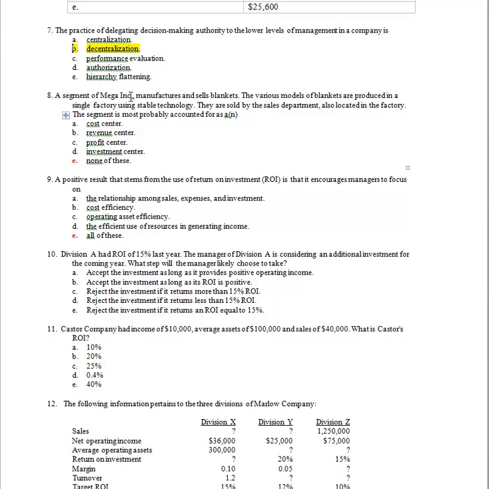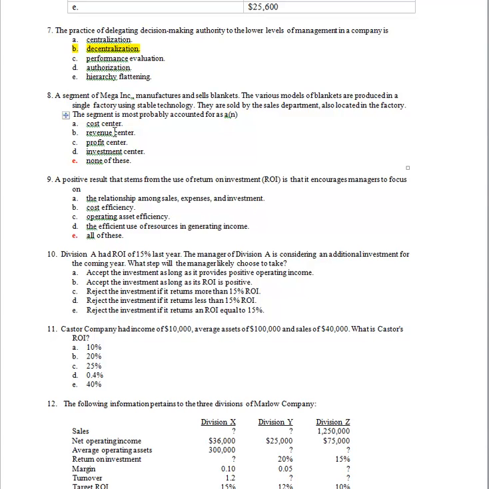Number 8, you have a segment that manufactures and sells blankets. The various models are produced in a single factory, and then they're sold in the sales department. All of this happens within the same segment. So the segment is most probably accounted for as, and it's going through the different centers. Now remember, a cost center is something that only has costs. Yes, we have costs here because we manufacture, but we also sell. So if you're selling something, you're generating revenue as well.